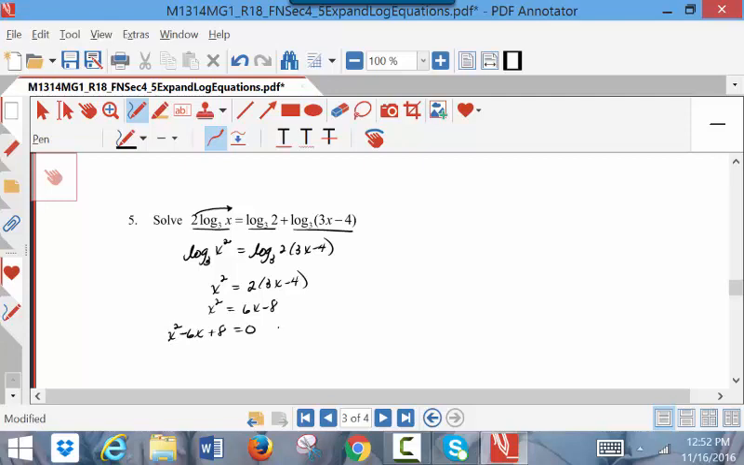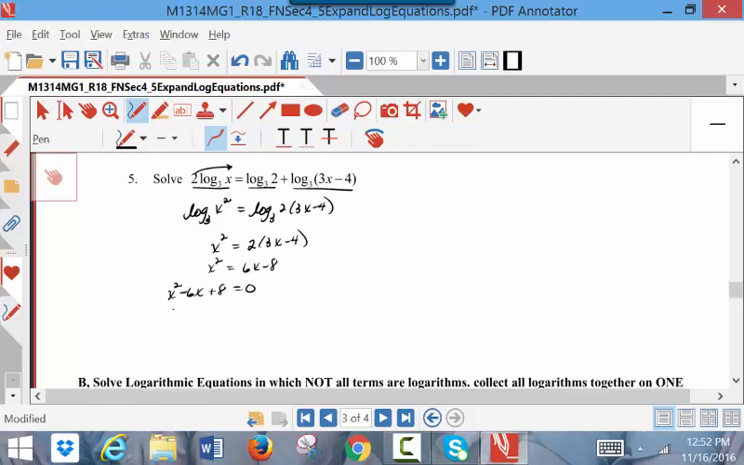Now I'm thinking, boy, I hope this thing will factor. But if it doesn't, I will go to the quadratic equation, or the quadratic formula. This one should factor. I believe this factors into an x minus 4 times an x minus 2. Again, it factors, but if you ever get one that doesn't, just go straight to the quadratic formula. I'm going to get two values, a value of 4 and a value of 2.